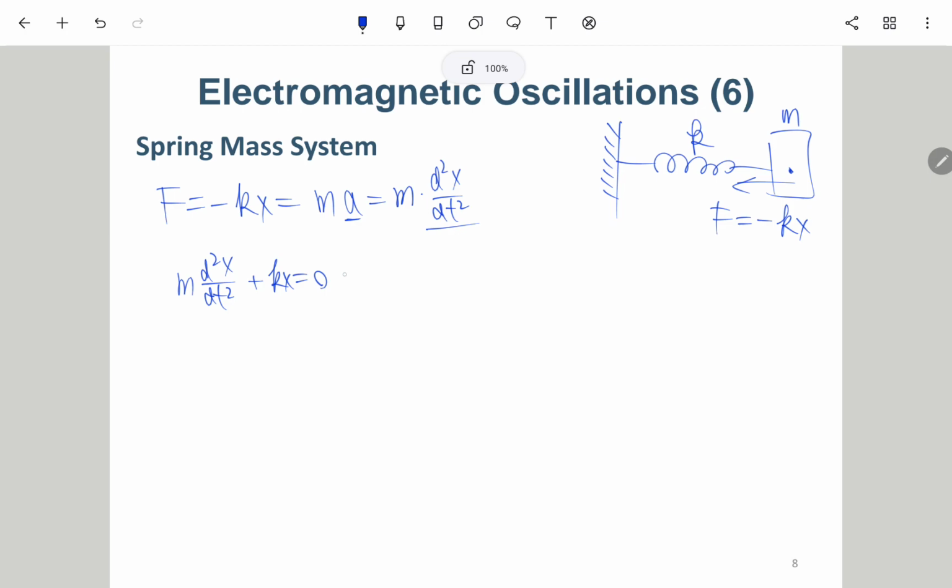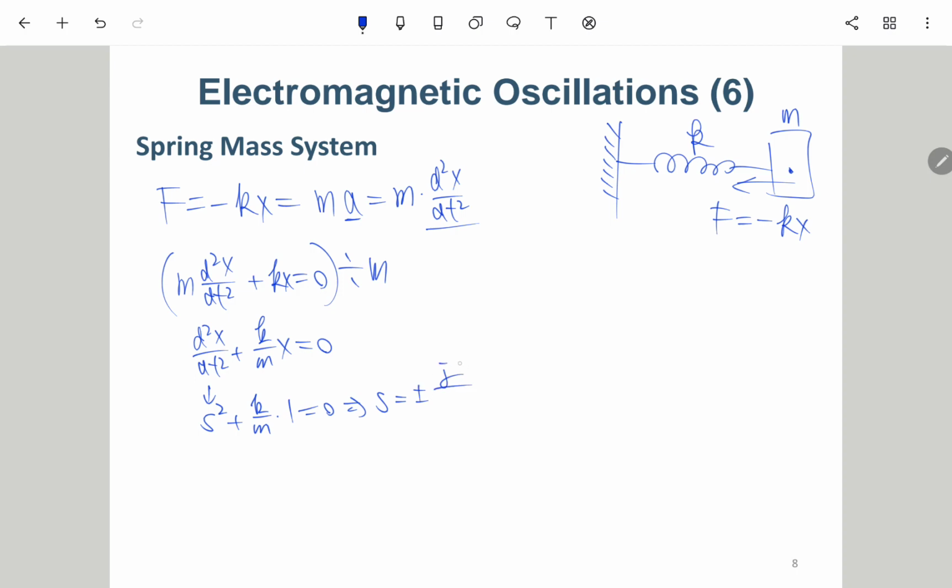In such a way, we divide by m on both sides, so we have d2x dt2 plus k over m x equals 0. This is a second order ODE. So the characteristic equation is s squared plus k over m equals 0, and s equals plus or minus j times the square root of k over m. This is the omega: omega equals the square root of k over m.